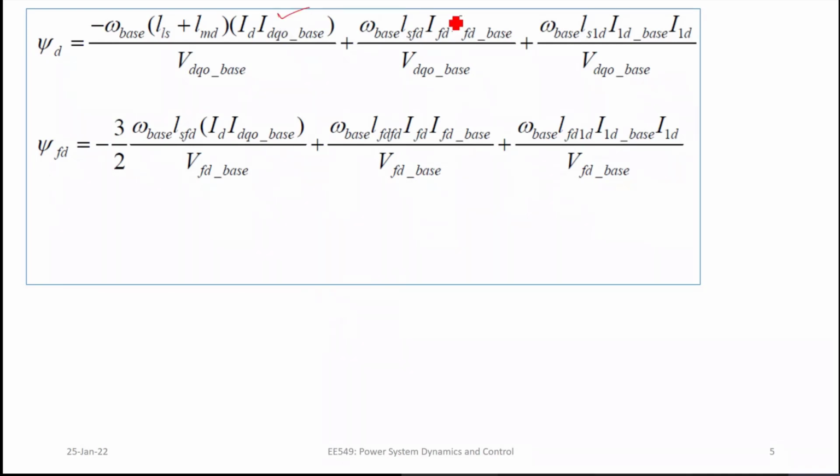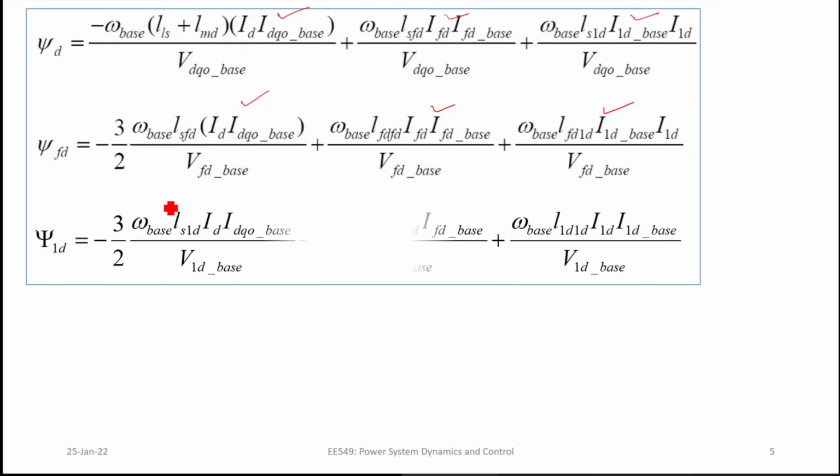So similarly for IFD also, we have written here IFD into IFD base, and I1D I can similarly write as I1D into I1D base, right? Then psi FD I can write in a similar way, whatever way we have defined in the above equation, right? In a similar fashion we have written, so lambda FD base will be equal to VFD base by omega base.